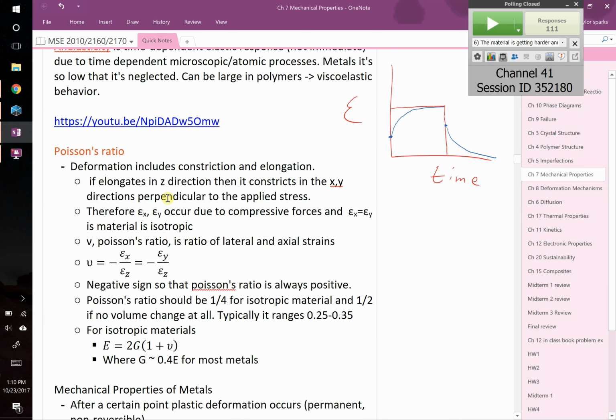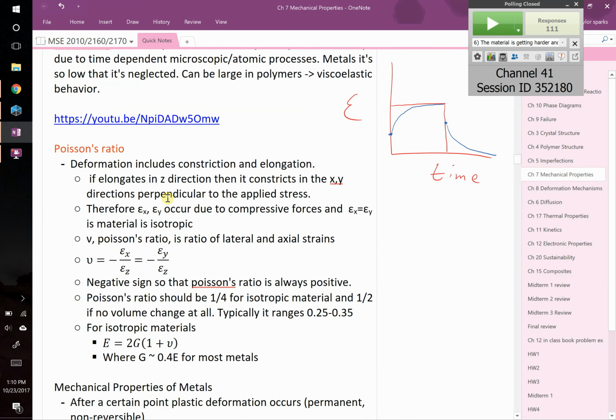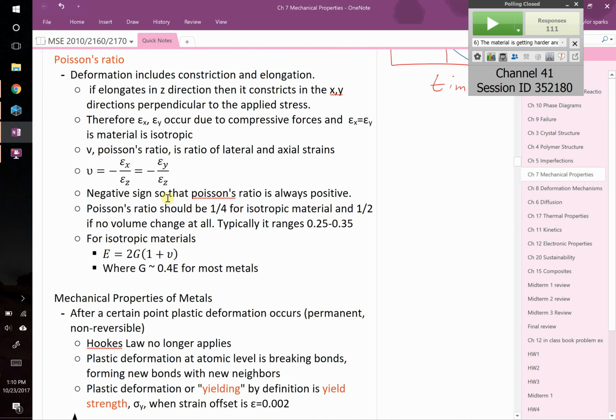These are important because a lot of polymers, and some metals even, if you get them to the right temperature, a lot of polymers are viscoelastic. So when you design around the stress and the strain that you're going to get out of it, you have to take into account time. Okay, let's talk about Poisson's ratio for a minute.